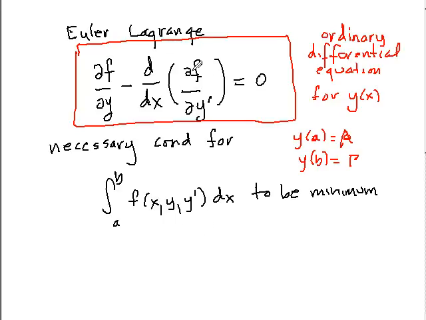Now the reason why it's second order is suppose f depended linearly on y', so f looked like y', then the derivative of y' would be a y double prime. So this is like a second order differential equation.